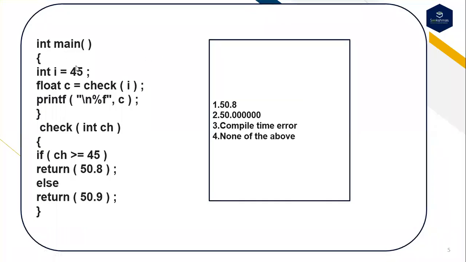This is the third question. int main, int i is equal to 45. float c is equal to check, followed by, I'm passing the i value. And here it will be received by check, int ch, and if ch greater than or equal to 45, I'm returning 50.8. Else part I'm returning 50.9, and coming back to the same position, the value will be stored in the c variable and just printing the value of c. Predict the output of this code, and these are the following options.